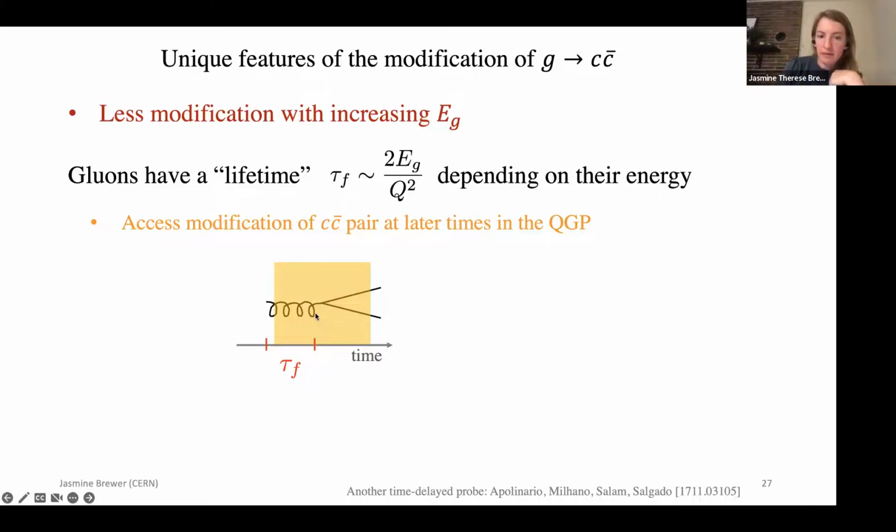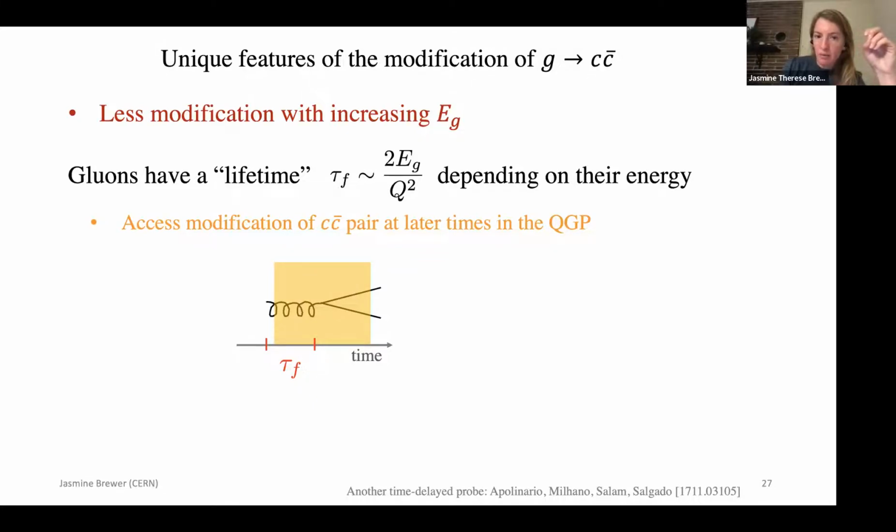So in this little cartoon diagram, you can imagine that this gluon is produced, and it's going through the medium, and at some point it will split to a charm quark pair. The amount of time it takes for that splitting to happen is this formation time, which you can control through the kinematics of the gluon.